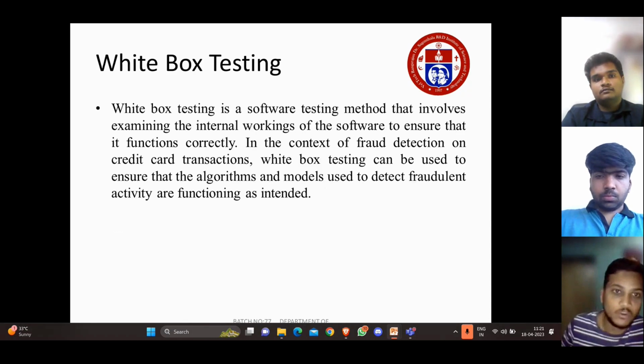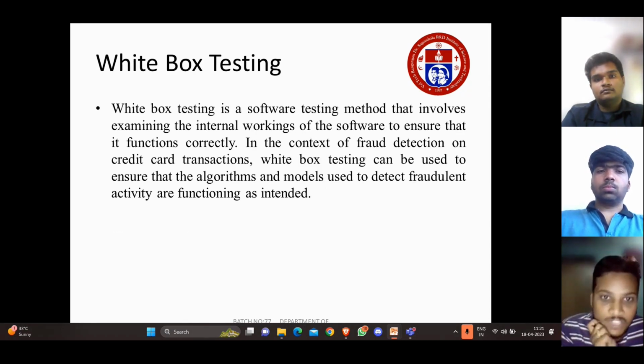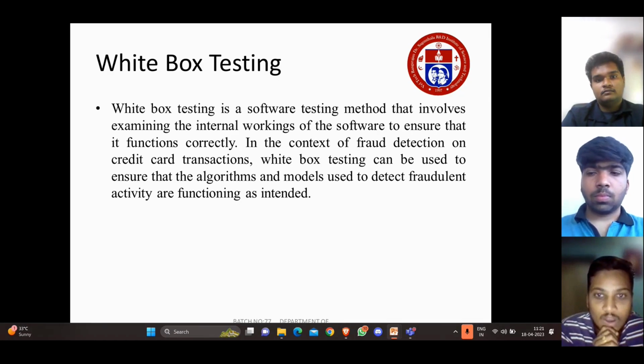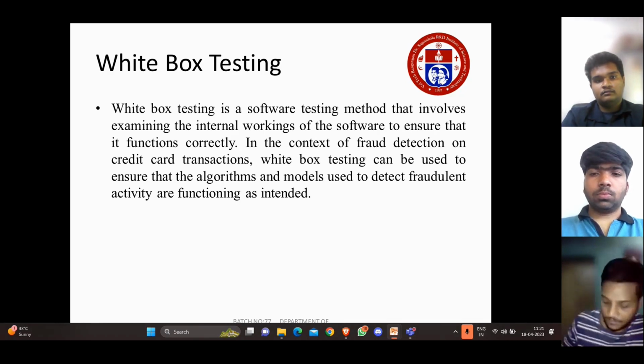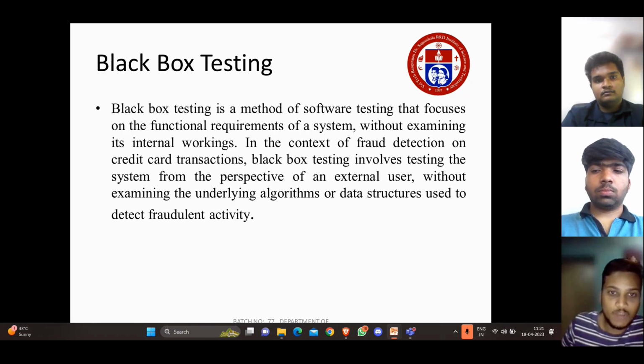Next, coming to white box testing, it is a software testing method that involves examining the internal workings of the software to ensure that it functions correctly. In the context of fraud detection on credit card transactions, white box testing can be used to ensure that the algorithms and models used to detect fraudulent activity are functioning as intended.